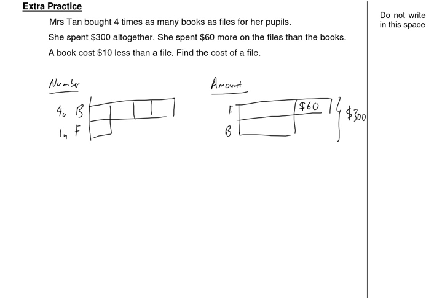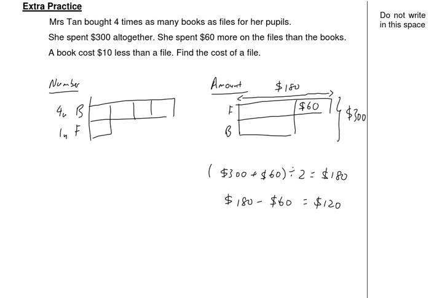So, to find out how much she actually paid for the files, I just need to use $300 plus $60, divide by 2, which is $180, right? So, from here to here is $180. And to find the amount she paid for the books will be $180 minus $60, $120. So far, so good? Anyone is lost so far?